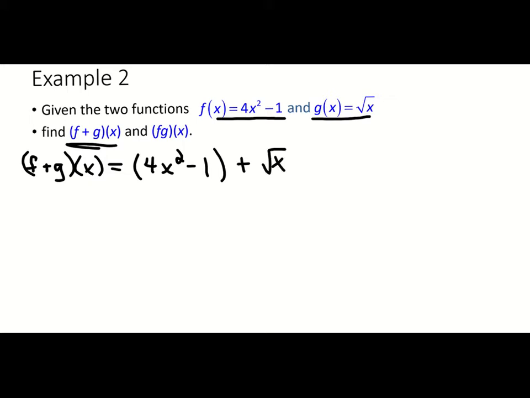And for this one, if you look at that, I don't really need the parentheses around the 4x squared minus 1. I put them in there, but we can remove them if we want. That's all we can do because I don't have any like terms, so I can't do any combining, so that would be my answer.